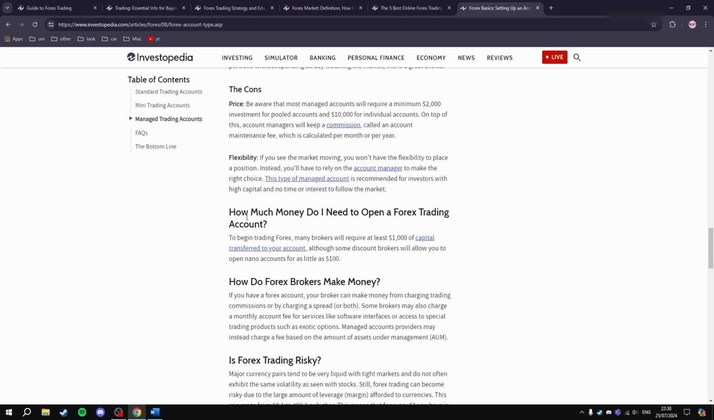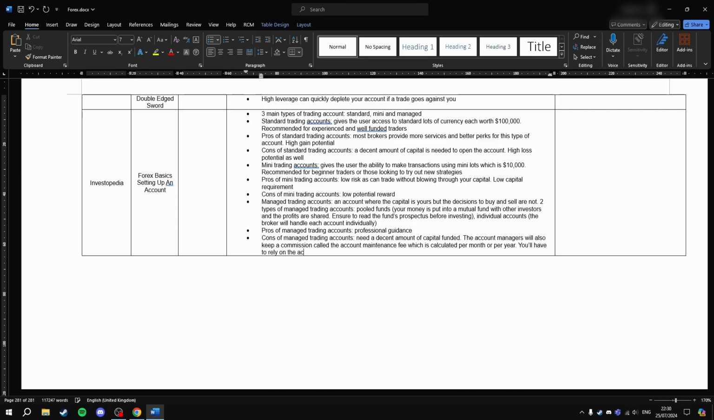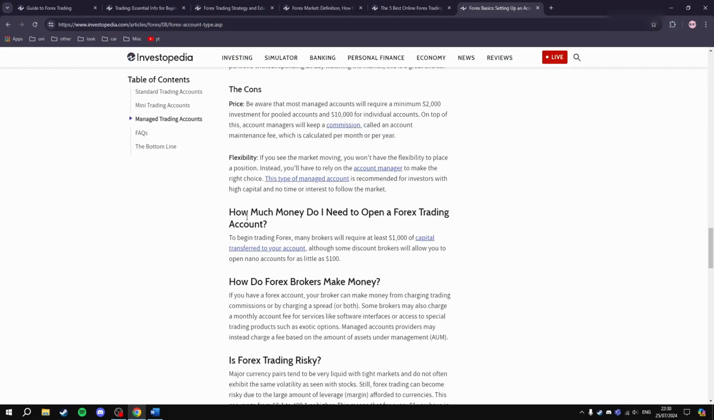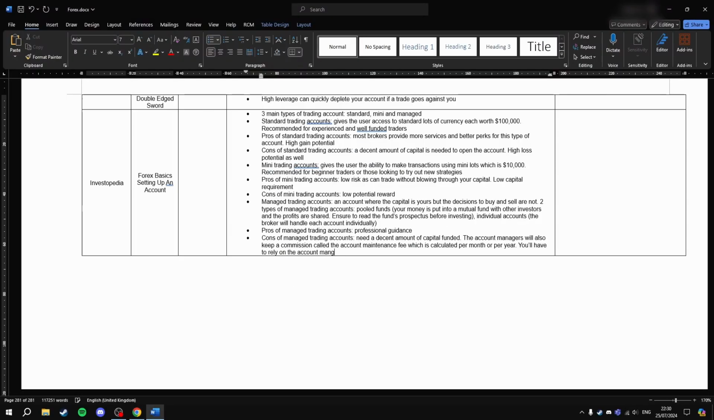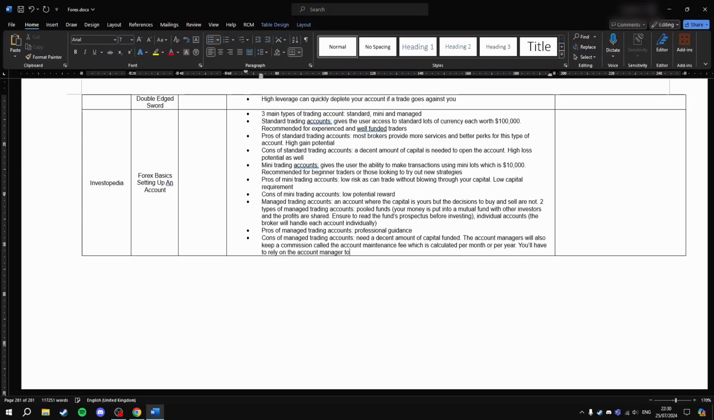Flexibility. If you see the market moving, you won't have the flexibility to place a position. Instead, you have to rely on the account manager to make the right choice. This type of managed account is recommended for investors with high capital and no time or interest to follow the market.